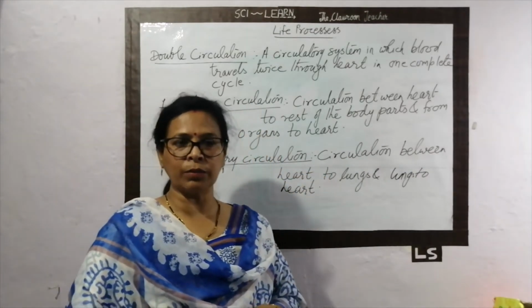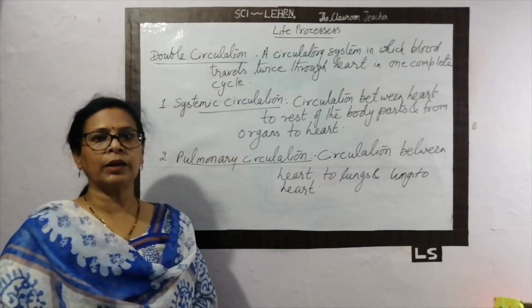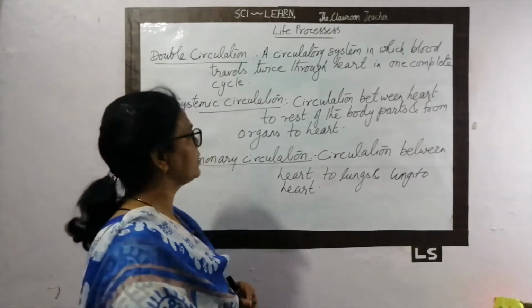So what type of circulation is present in the human body? It is called double circulation, which is of two types: systemic circulation and pulmonary circulation.